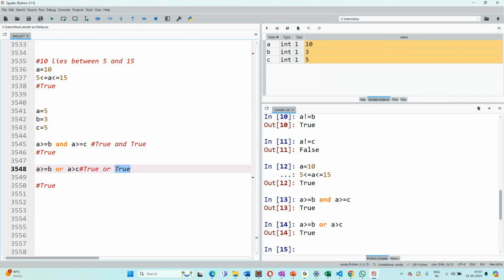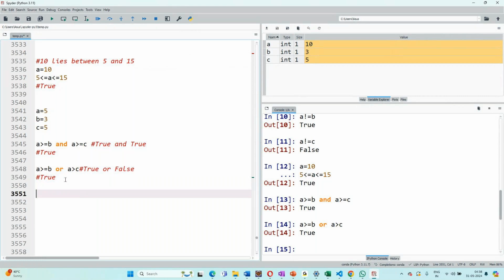A greater than C is false. So definitely A greater than C is false. A greater than or equal to B is true, A greater than C is false. So if false, what should happen over here? We should see whether it is true or false. So it is true or false, so the answer is going to be true. Or means any one of them should be true. In that way it is going on.